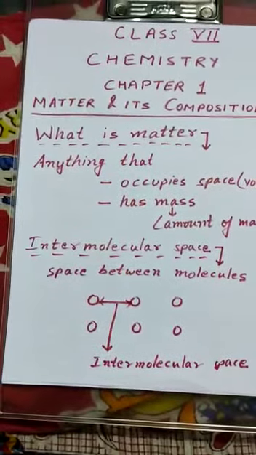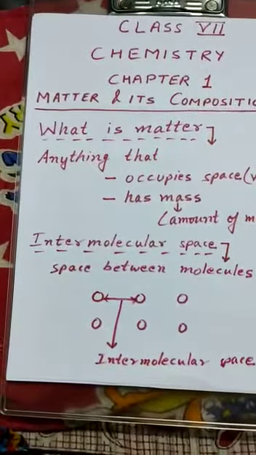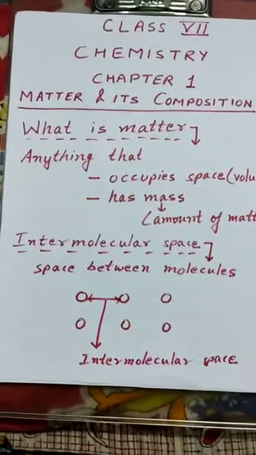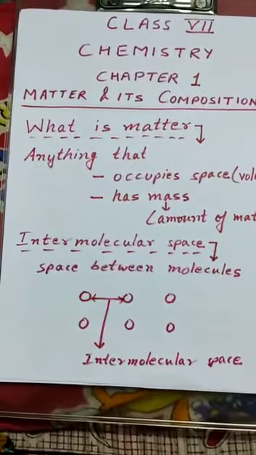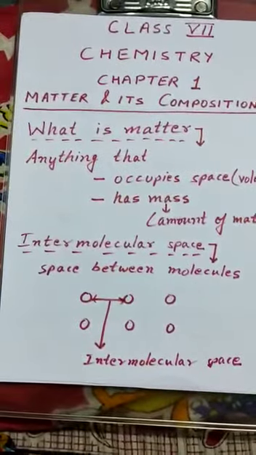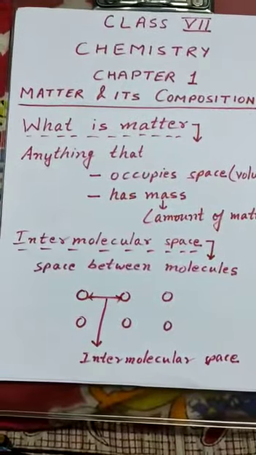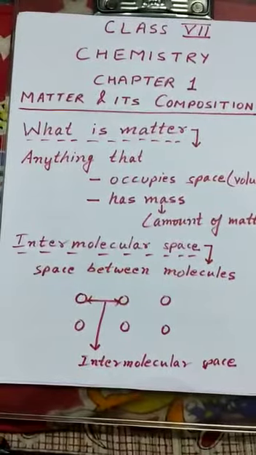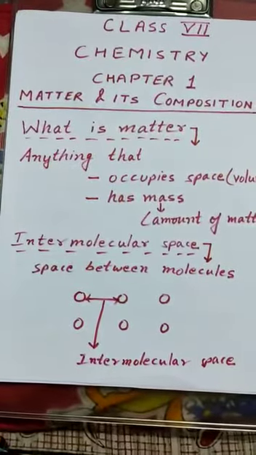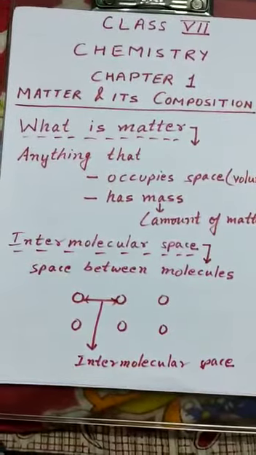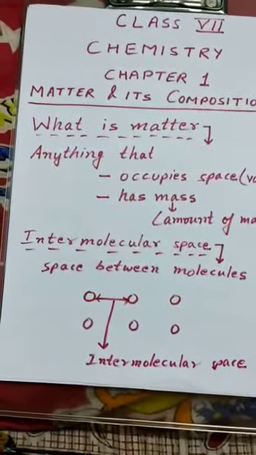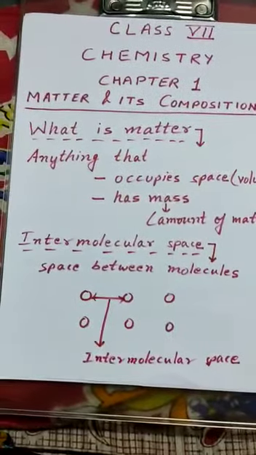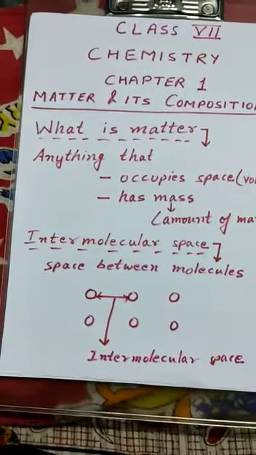So, a pen, a pencil, a book, a sharpener, all are the types of matter because they occupy some space and have mass. The space occupied by matter is termed as its volume. And the amount of matter that is present in a given substance is termed as its mass. So it is clear to you, anything that occupies space and has mass is known as matter.